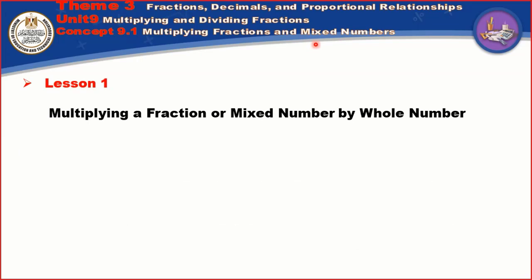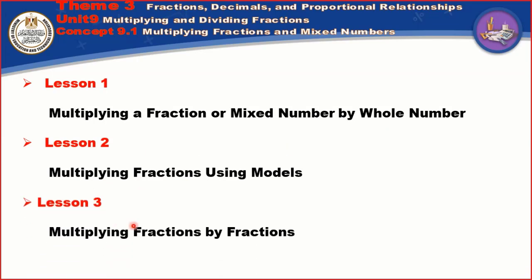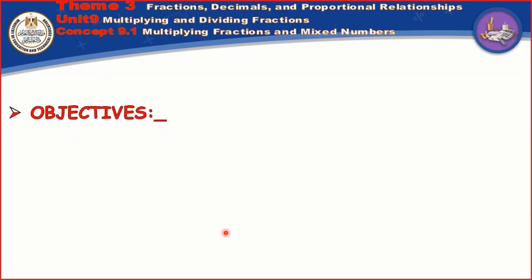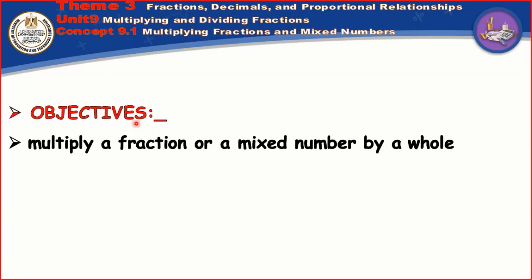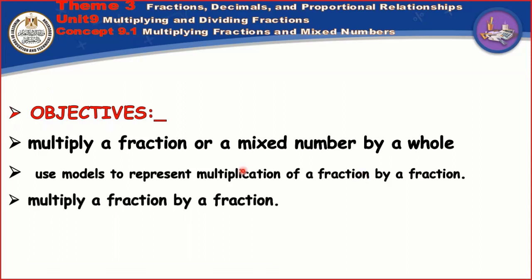We have three lessons. First one, multiplying a fraction or mixed number by a whole number. Lesson 2, multiplying a fraction using a model. Lesson 3, multiplying a fraction by a fraction. Our objectives now: multiplying a fraction or a mixed number by a whole number; use a model to represent multiplication of a fraction by a fraction; multiplying a fraction by a fraction; and the last thing, we learn how to simplify the answer.